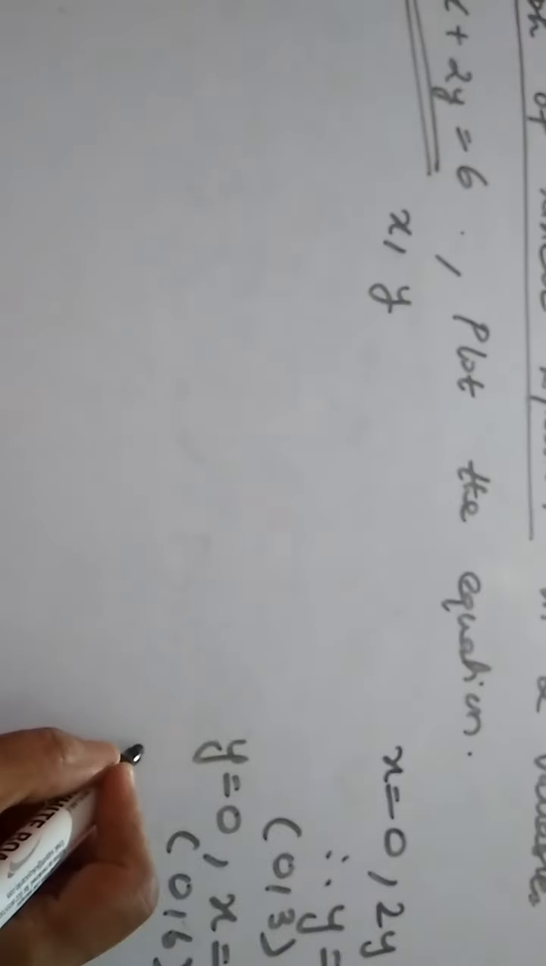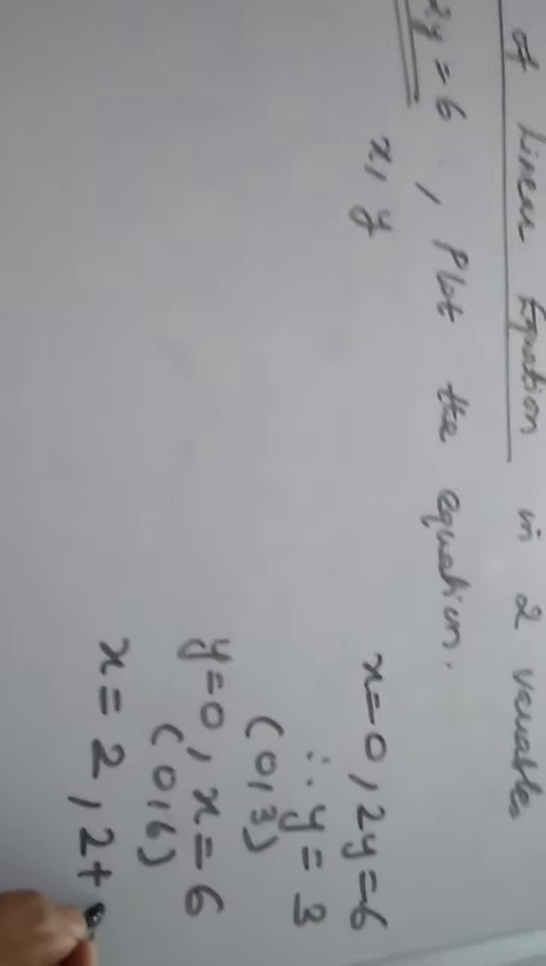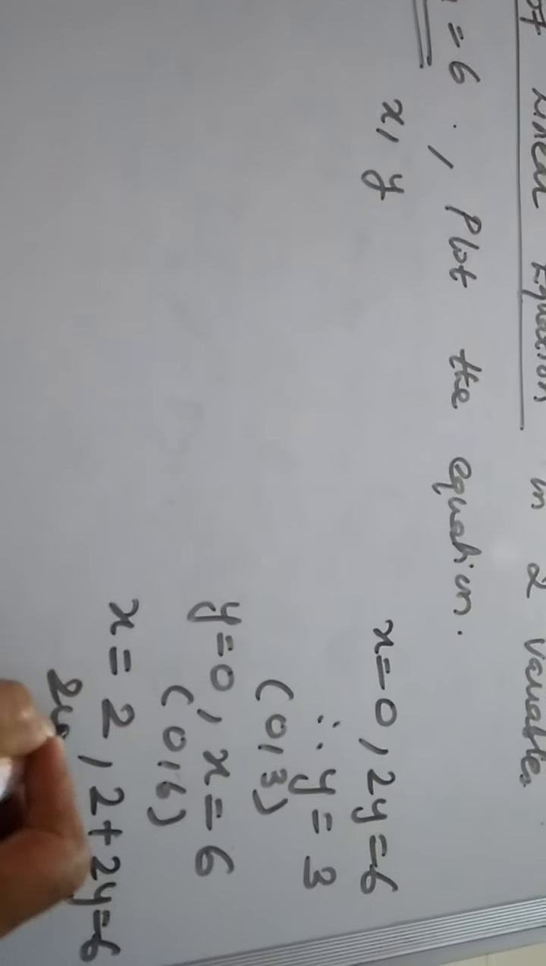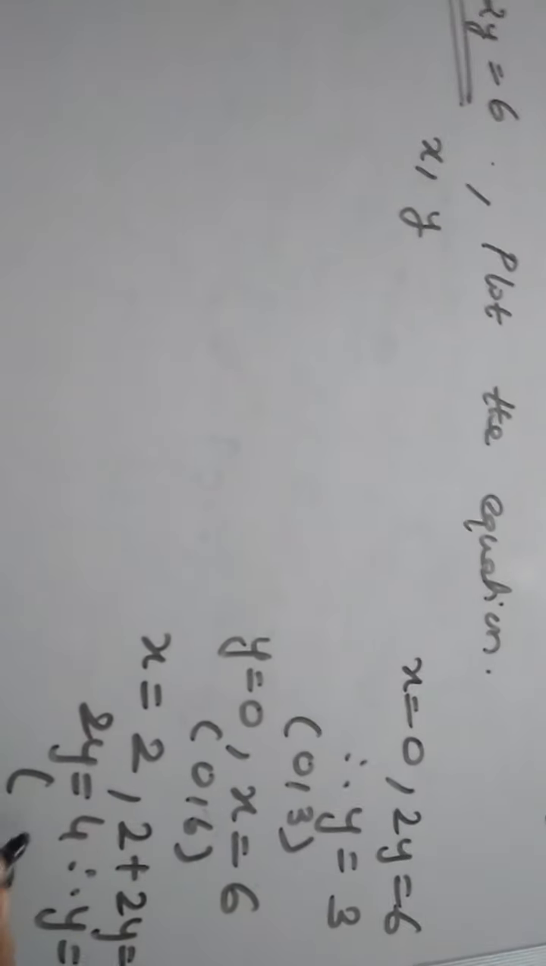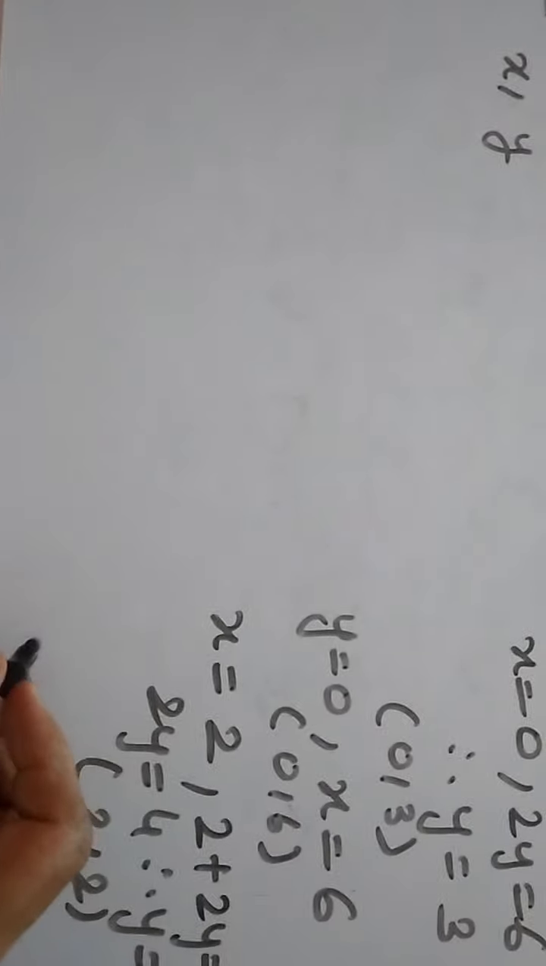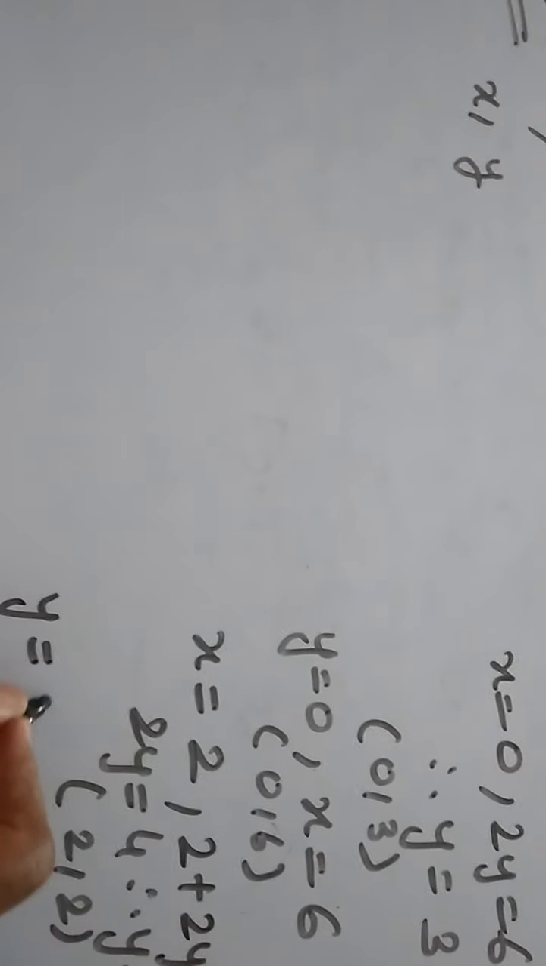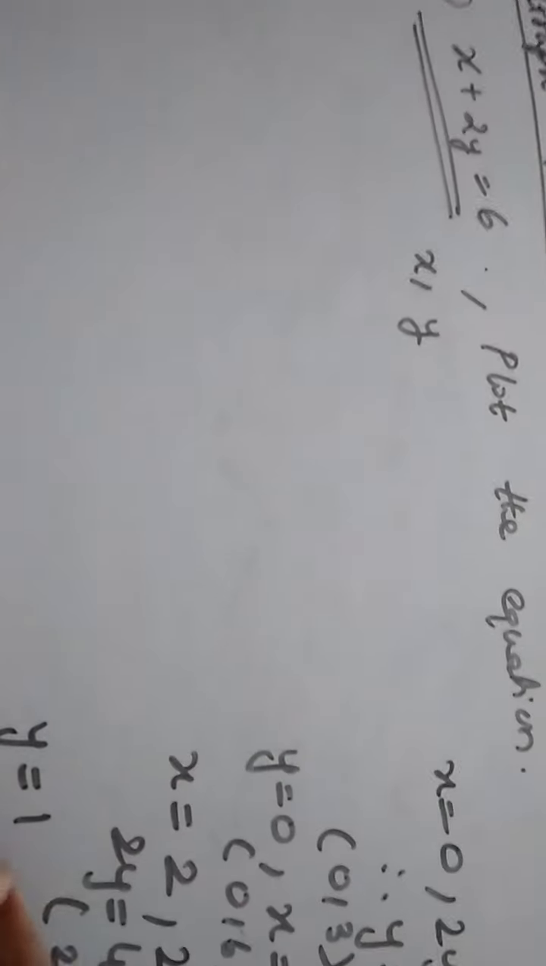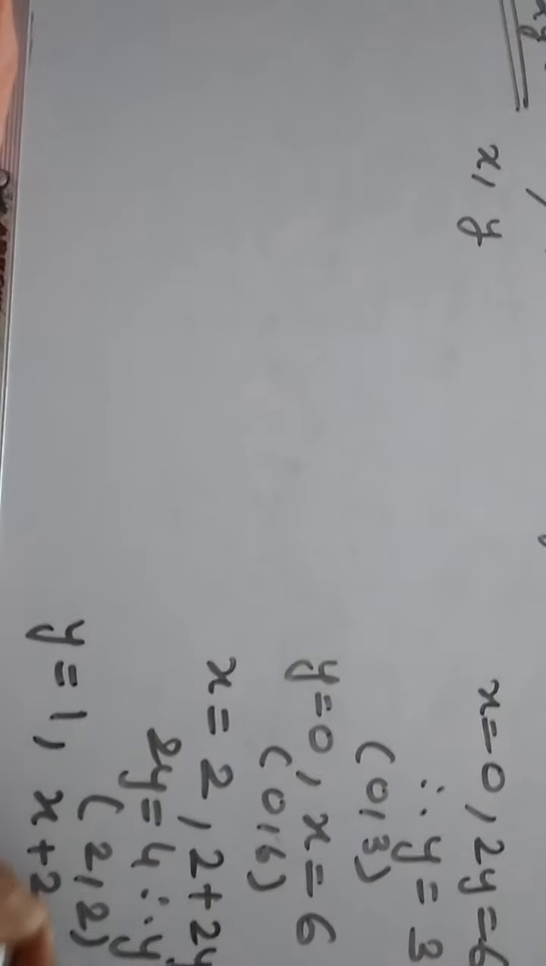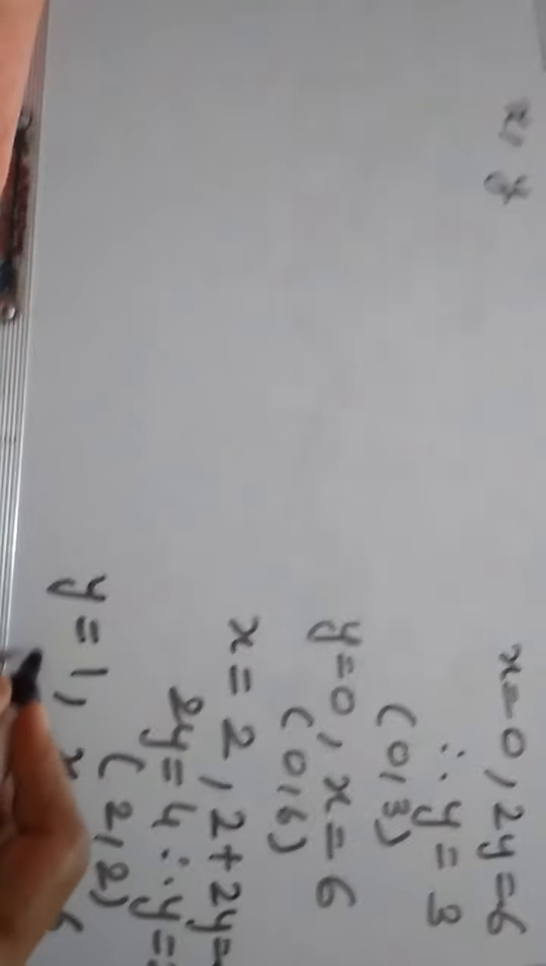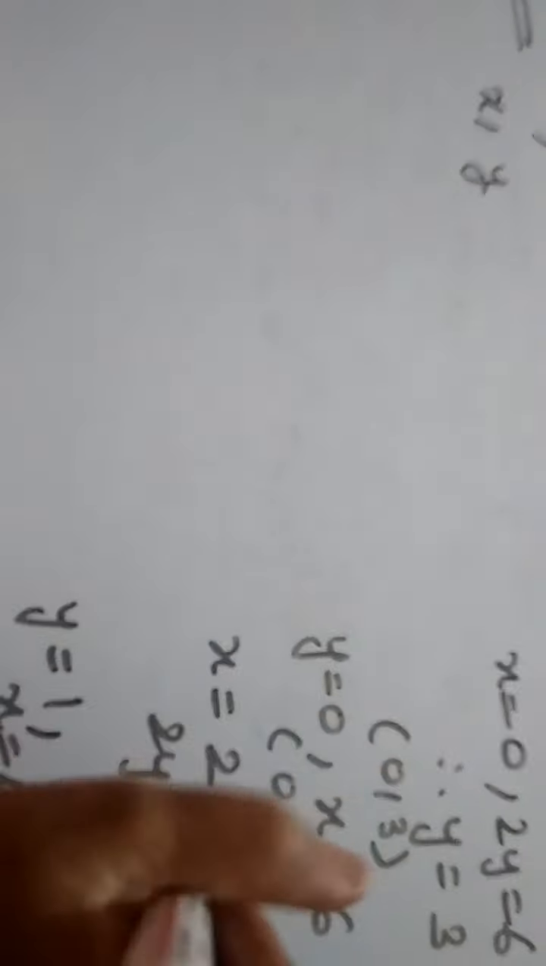Then I put the value of x is equal to 2. If x is equal to 2, what I get is 2 plus 2y is equal to 6. Therefore 2y is equal to 4. Therefore y is equal to 2. So the third point is 2 comma 2. So I've got 3 points. I need one more point. For the next point I'll put y is equal to 1. If y is equal to 1, what do I get? X plus 2 is equal to 6. So x is equal to 4. I've got the 4 points.